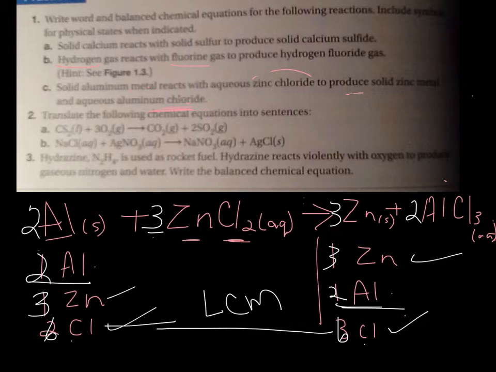So double checking. I have 2 aluminum, 2 aluminum. I have 3 zinc, 3 zinc. I have 6 chlorine, 2 times 3, 6 chlorine. This is a balanced chemical equation.